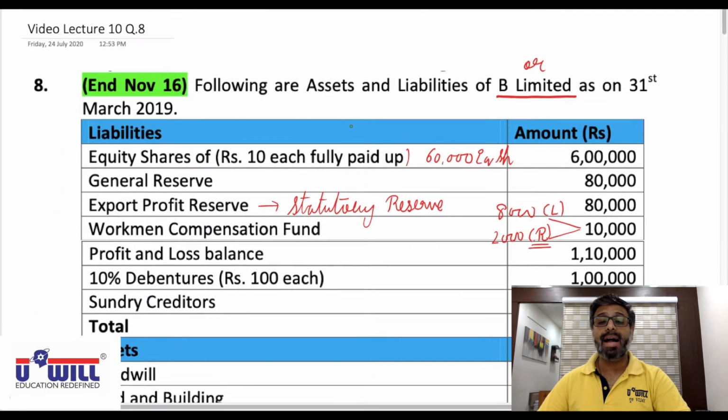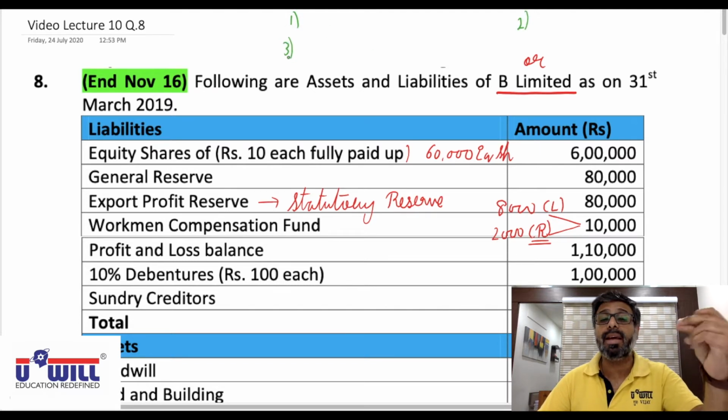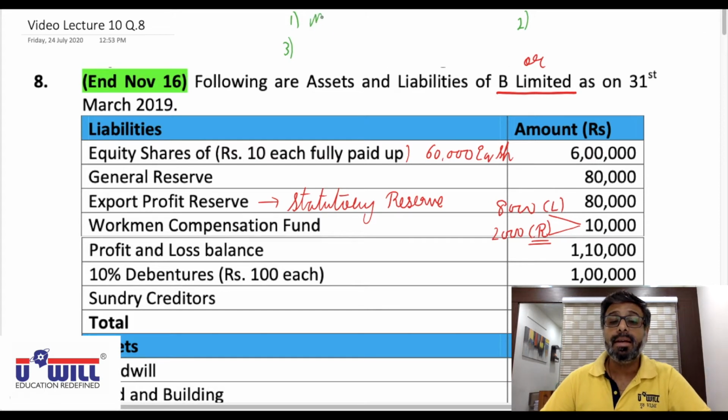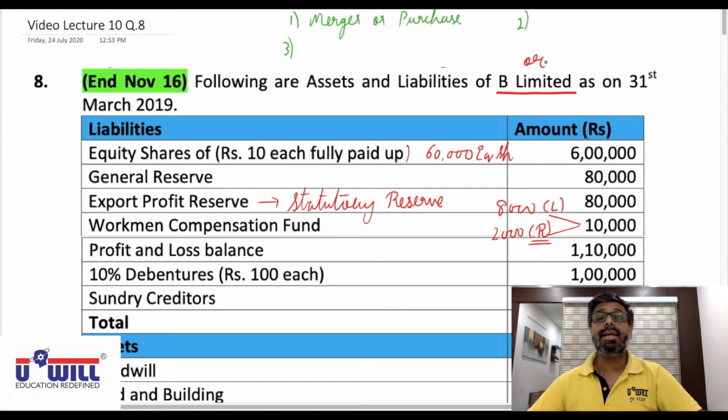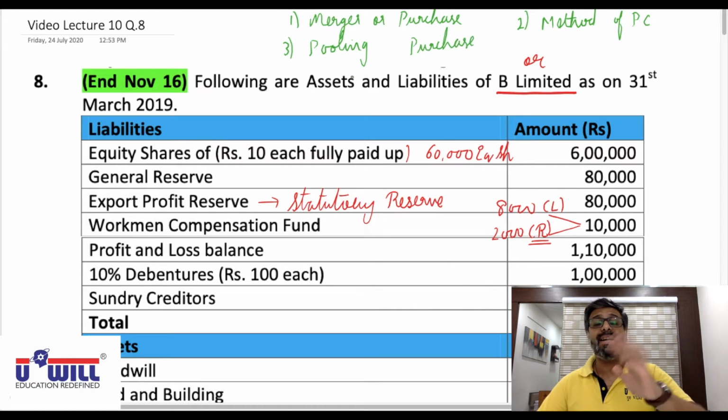Now, I told you that in past questions, before we start solving, three things are to be ascertained first. Which three things? First, is it a merger or a purchase? That is the first thing to be found out. Second, the method of purchase consideration. Third, if it is a merger, the pooling of interest method; if it is a purchase, the purchase method of accounting. So first we have to identify these things.